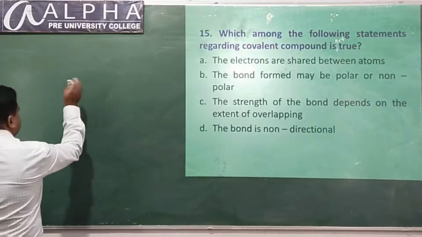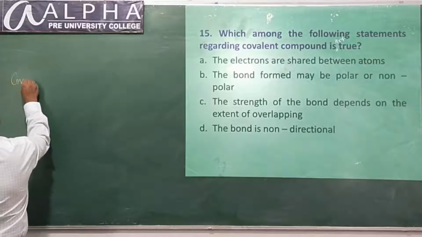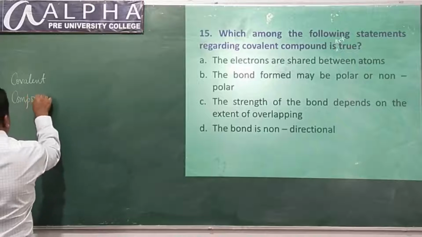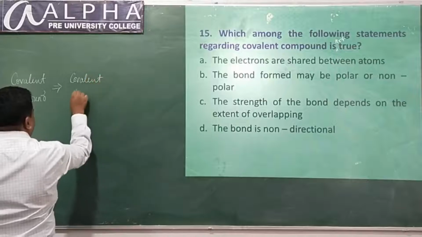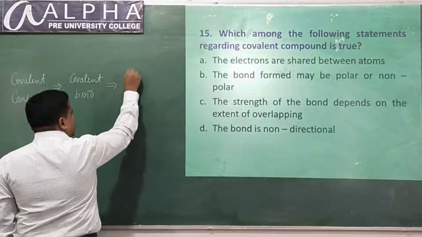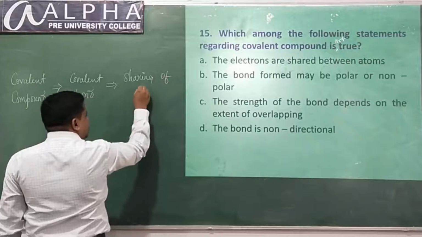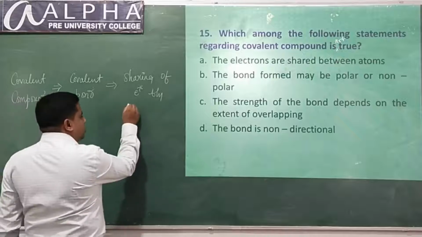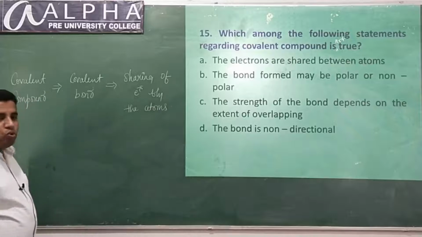I just told you in the previous videos, a covalent compound involves what? Covalent bond. A covalent bond is formed by what? Sharing of electrons between the two atoms. Sharing of electrons between the atoms, isn't it? The bond formed by sharing of electrons between the atoms is called covalent bond.